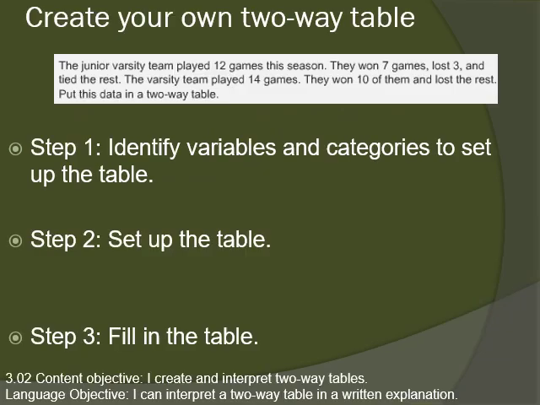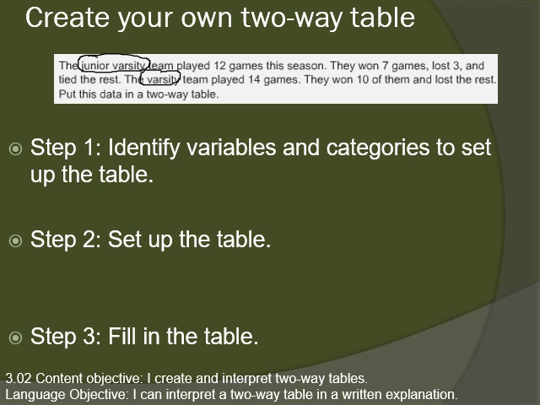You can make your own two-way table. This will be kind of interesting. I'm going to freehand this, so I hope these lines come up relatively straight. So your first thing when you're trying to create your own two-way table is to identify the variables and categories so you can set up the table. So in this case, I see we've got JV, junior varsity, and then we've got the varsity team. So that's one category, the type of team. And then the variables inside, or sorry, let me flip that. The variable is the type of team and the category is junior and just varsity.